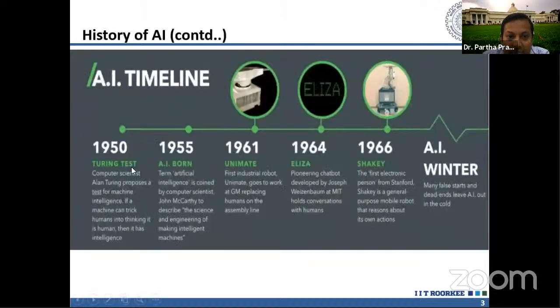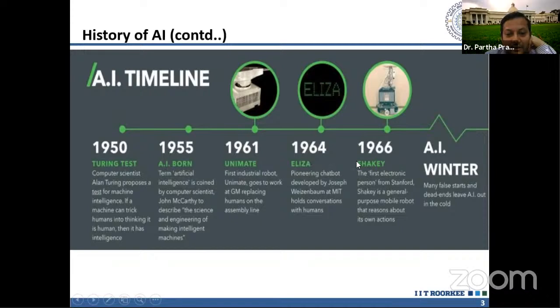And then in 1955, this word artificial intelligence was coined by John McCarthy. Then several small robots or projects came. Like in 1961, there was an industrial robot which was deployed in the General Motors industry and replaced humans. Then in 1964, there was a chatbot called Eliza. Then in 1966, there was another robot called Shakey.